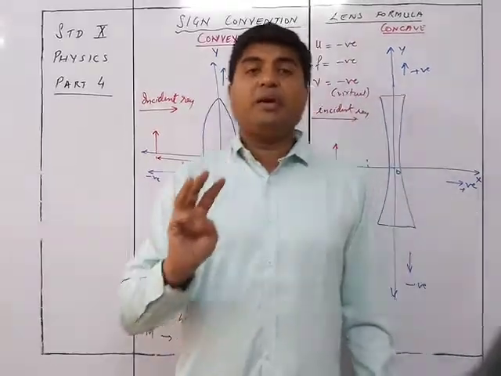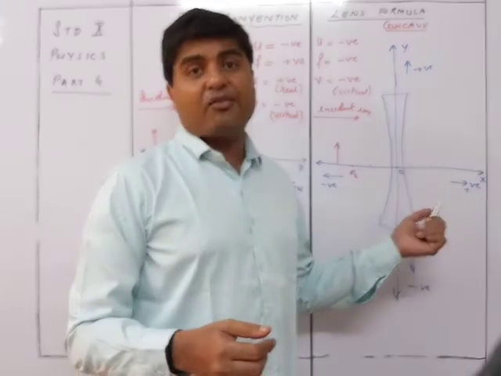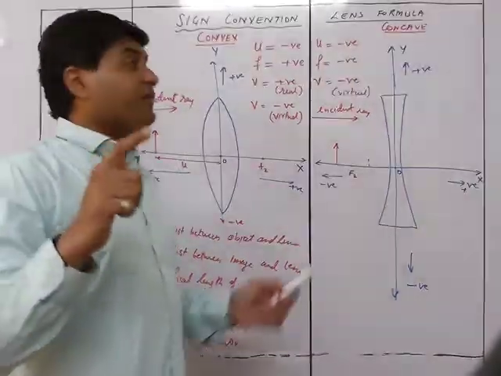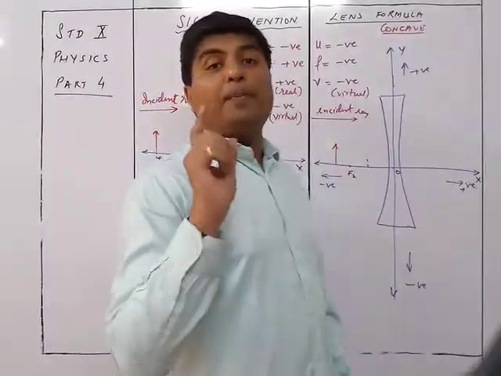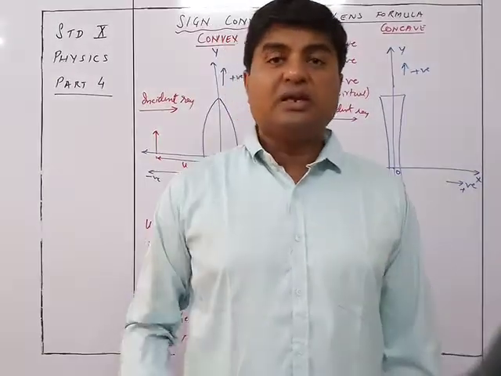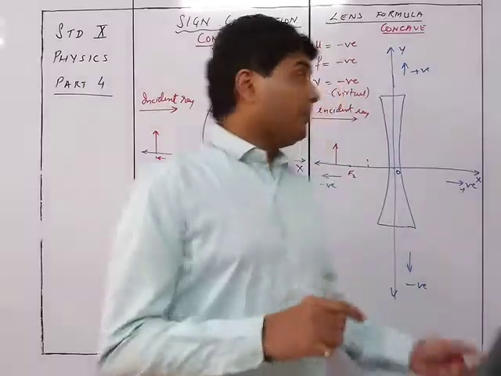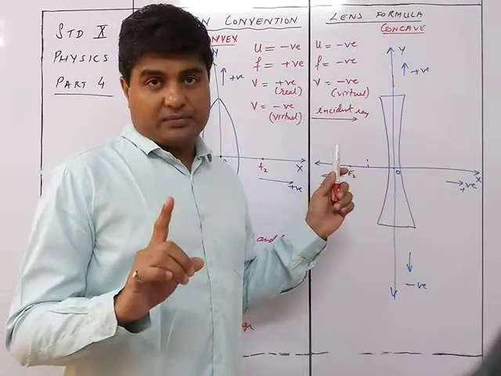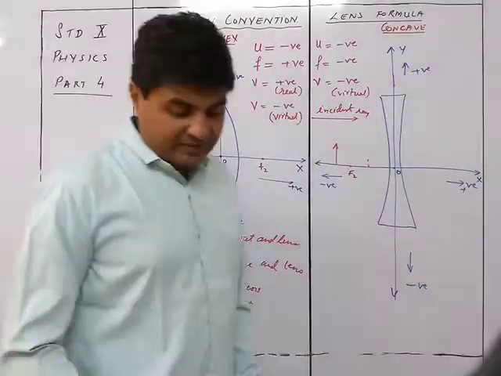There can never be a positive value of U, V and F in case of a concave lens. In case of a convex lens, U is always negative, F is always positive. V will be positive for real images. For all real images, it will be positive. It will be negative for the image which is formed by virtual. Virtual image will always be negative. Okay, that is the sign convention for convex and concave.